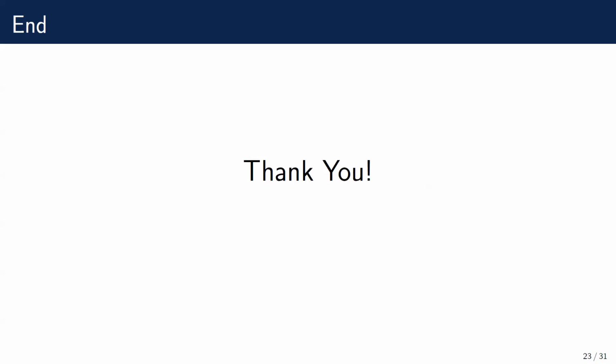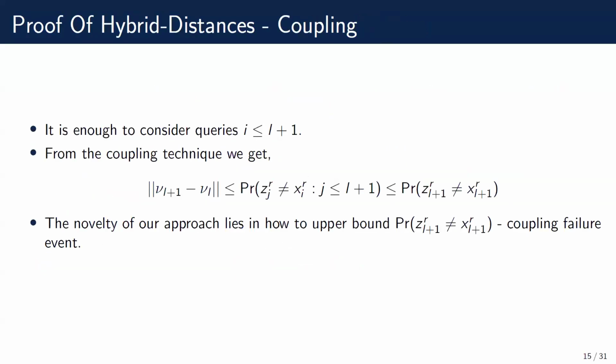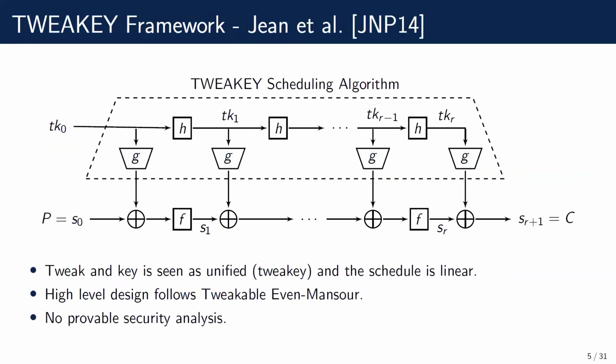Thank you for the talk. The construction studied in the paper uses 2R independent permutations. Yes, R independent permutations. And in the original Tweaky framework, they use the same round function all the time. If you go back to your Tweaky, you use the same F all the time.